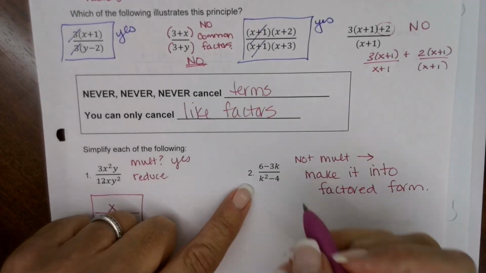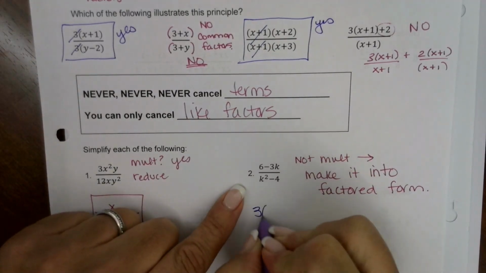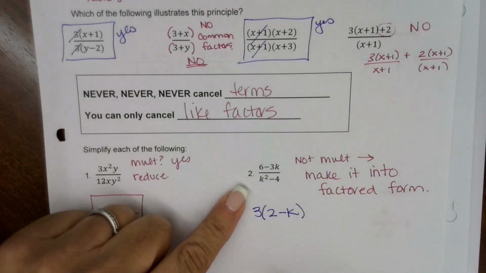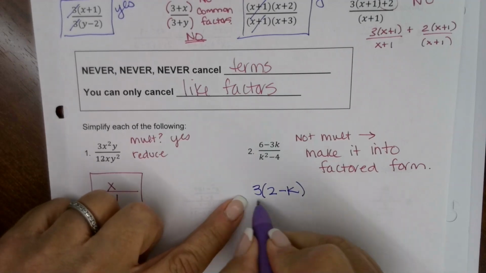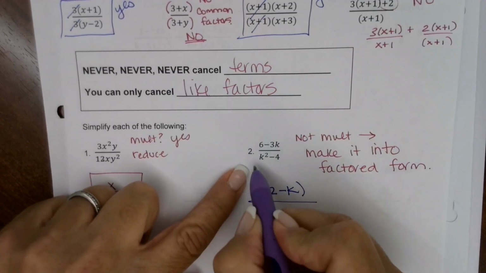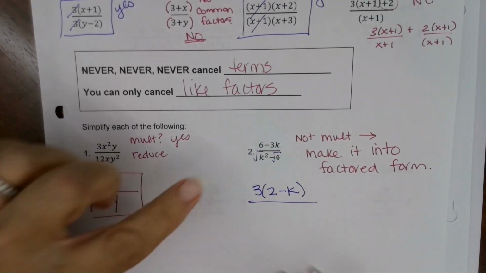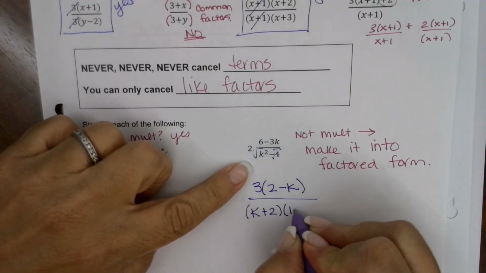So if I do this, on the top I can factor out a 3, and I'm left with 2 minus k. All right, so I can distribute, check this out, it works. So if I come down here to the bottom, I have a difference of squares. I can take the square root of both of these. So what I have is k plus 2 and k minus 2.